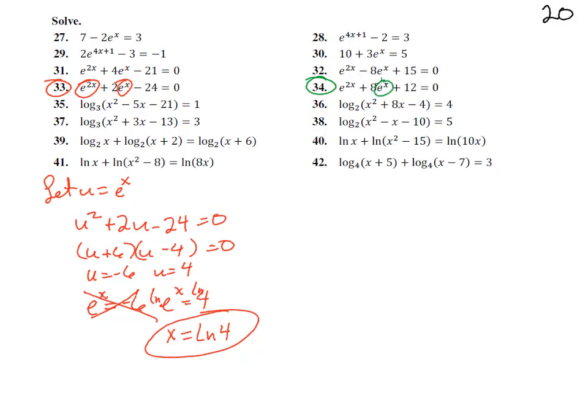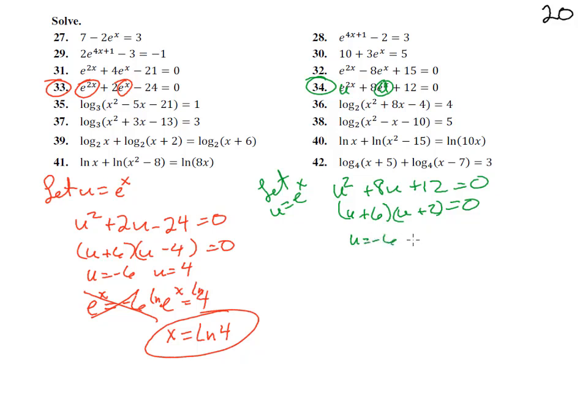We're in the same situation. Let that be a u, and so that's a u squared. We get u squared plus 8u plus 12 equals 0. Now let's write that out. Let u equal e to the x. Good. Now when we factor this, that's nice. I like that this boils back down to things that we've done before. U plus 6 and u plus 2. So we get u equals a negative 6 and u equals a negative 2.